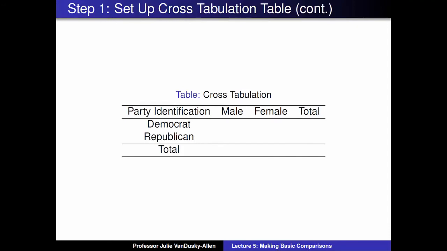So in our example, since party identification was the dependent variable, we write party identification in the first column heading. Then we add Democrat and Republican labels in the rows underneath, as they are the category names for the dependent variable. Then we add a total row at the bottom. Next, since our independent variable was gender, we add the labels male and female to the subsequent column headings, as they are the categories of the independent variable. Then we add a total column at the end.